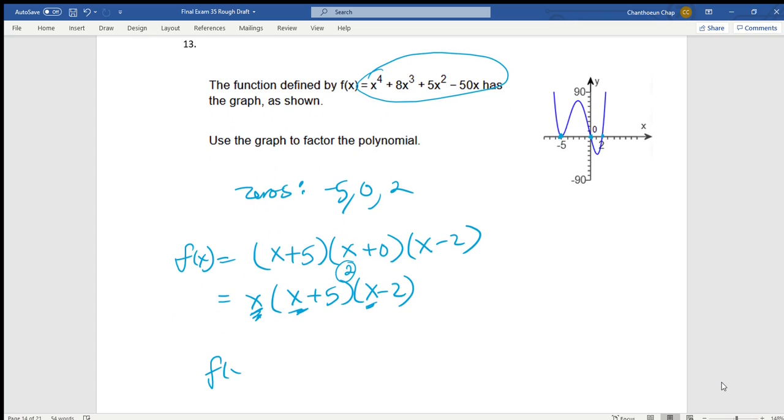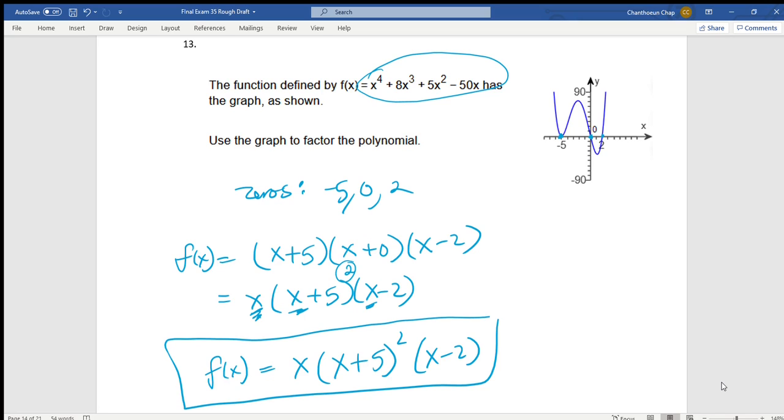Our function f of x is x times x plus 5 squared times x minus 2. Again, you have to look at the multiplicity. It has to have a multiplicity of 2 for the negative 5 because there's a bounce off the x-axis.